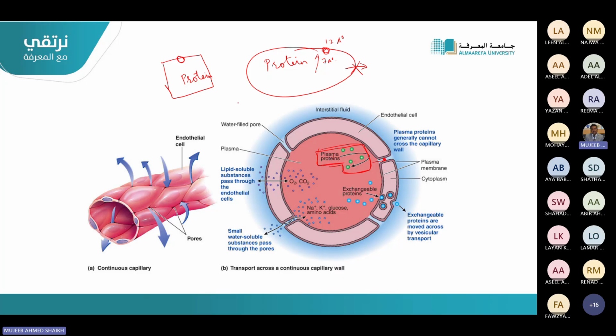The reason is that these gates or pores are lined by negative charge, and proteins are also negatively charged. So when they come here, they will be repelled and held back. Protein cannot leave because they are negatively charged particles, and the pores are also lined by negative ions. That's why they cannot leave. They will remain inside, and that's why the inside of the cell is always negative.